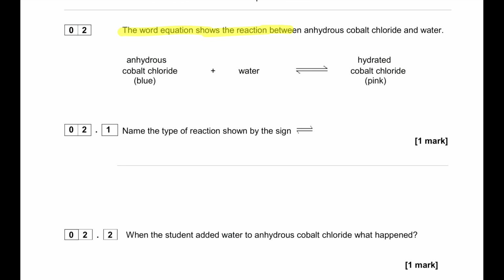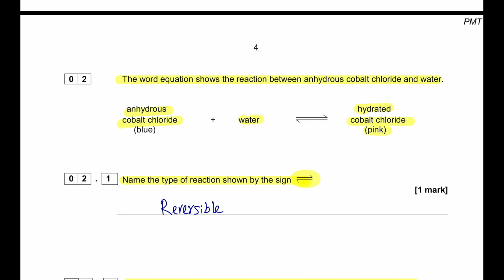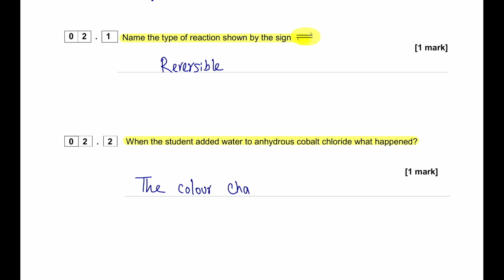The word equation shows the reaction between anhydrous cobalt chloride and water. Anhydrous cobalt chloride plus water produces hydrated cobalt chloride, which is pink in color. Name the type of reaction shown with this symbol. This symbol shows a reversible reaction. When the student added water to anhydrous cobalt chloride, what happened? So anhydrous cobalt chloride, which was blue in color, took the water, got hydrated and became pink in color. So the color changed from blue to pink.